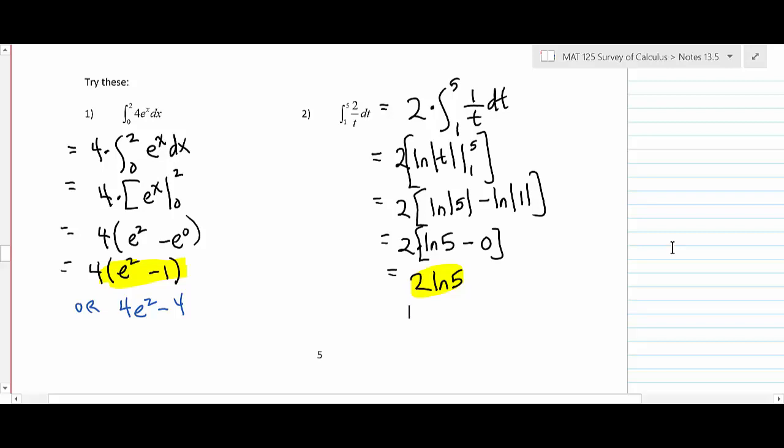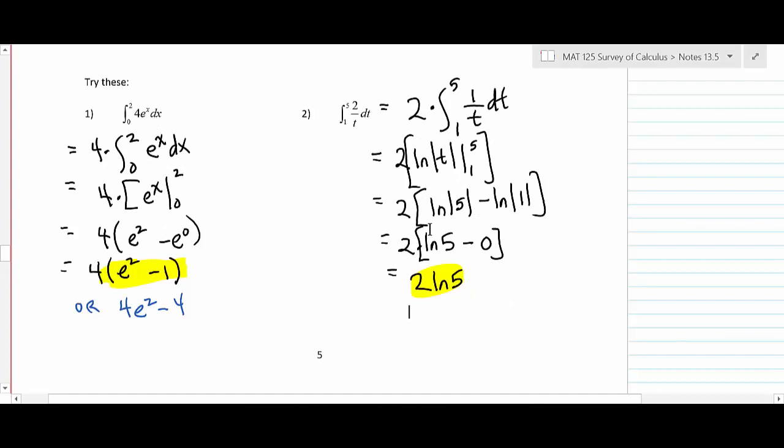Okay, anybody got anything on the second one yet? 2 ln 5, that's what I got. It's 2 ln 5. Okay, the antiderivatives on these are pretty simple. I'll put these up here and then we can take a look at them.